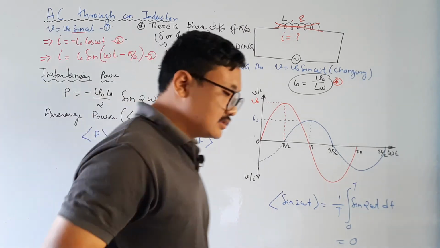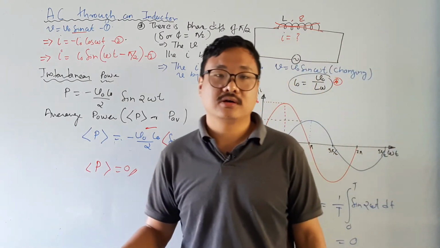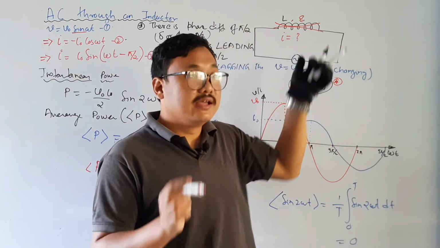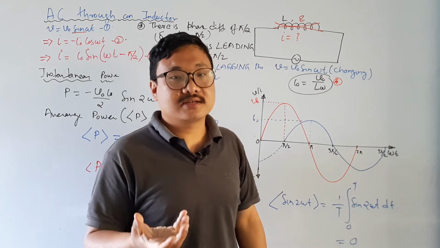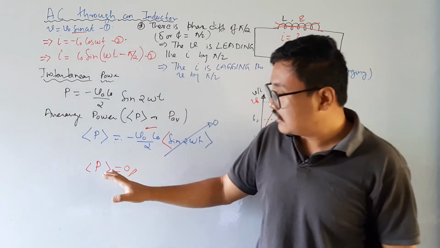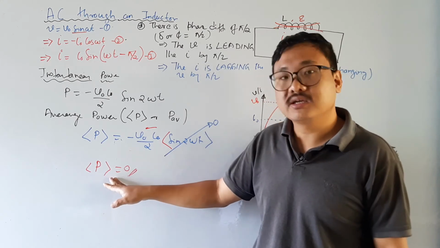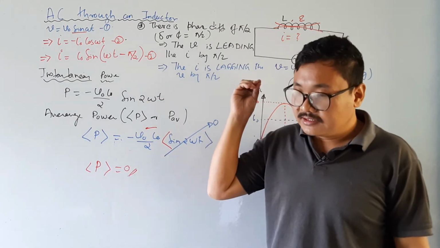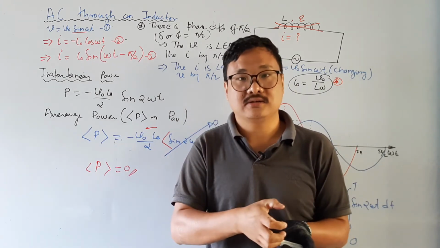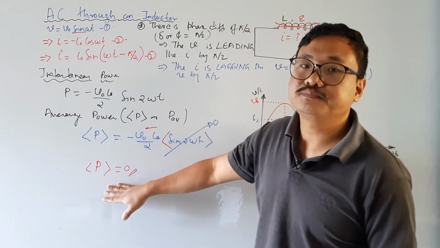Understood? But this seems very contradictory, because current and voltage are present here. There is current passing through the inductor, and if current passes in any electrical system, it must consume some power, isn't it? But the average power we calculated is 0. Why is it 0? It is because we said earlier that we are only considering a pure inductor. We are not considering the resistance of the coil. That is why it has become 0.